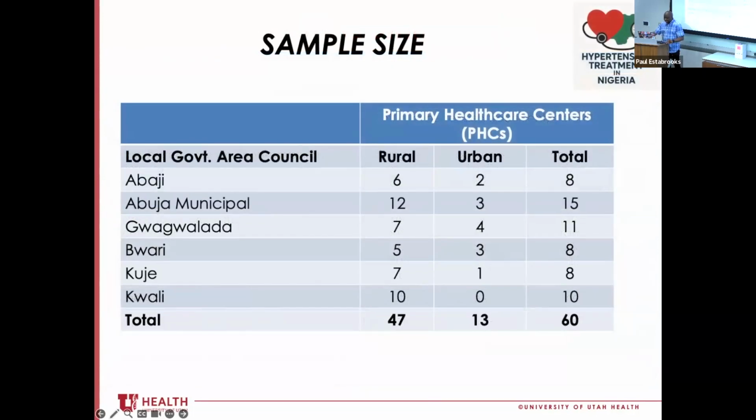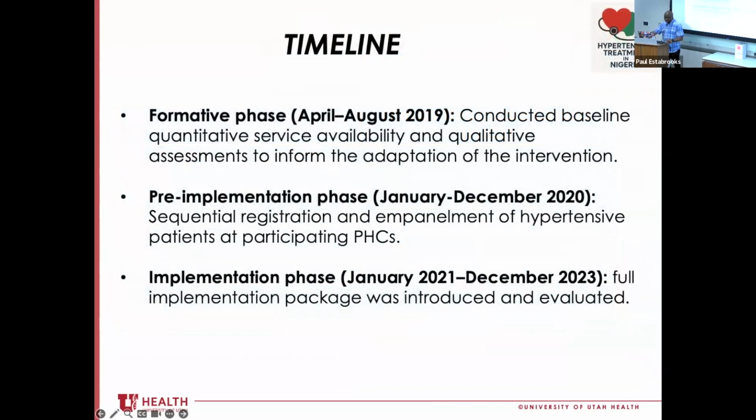So our sample size was 60 primary healthcare centers in Abuja, which is the Federal Capital Territory. 47 were from rural areas and 13 from urban areas. So in terms of timeline, we have the formative phase, which was in 2019. What we did at the formative phase was conduct baseline quantitative service availability and qualitative assessment, studying the PHC staff to inform the adaptation of this intervention that we implemented. And the pre-implementation phase was in January to December 2020.